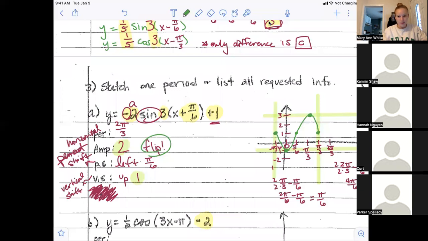Again, the hardest part is labeling the x-axis, then you just throw your graph on there. Does anyone have any questions yet?